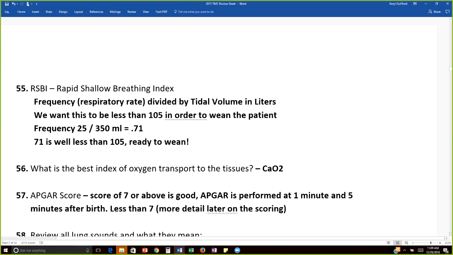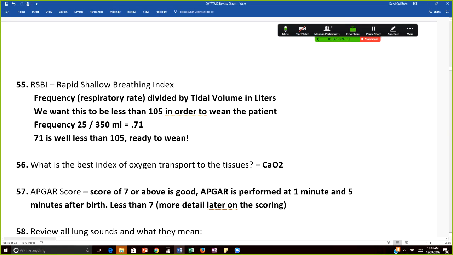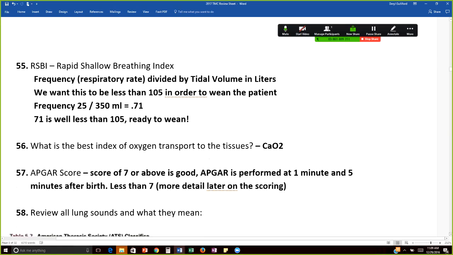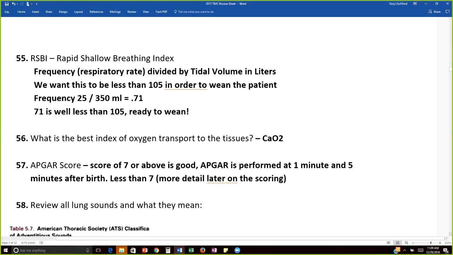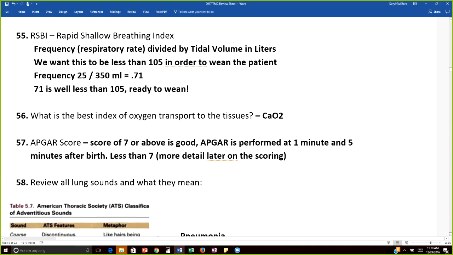What's the best index of oxygen transport to the tissues? Well, it's the CaO2. And I don't believe that you're going to see a lot of calculations. I wouldn't think that they would ask you to calculate the CaO2 on your test, but you do need to know that CaO2 is the best index of oxygen transport. APGAR, scores of 7, I say lucky 7, like Las Vegas, like 3 7s on the slot machine. APGAR score of 7 or above is good, and APGAR is performed at 1 minute and 5 minutes after birth. Less than 7 means you need to do something, and we're going to go into that in considerable detail a little later in the presentation.